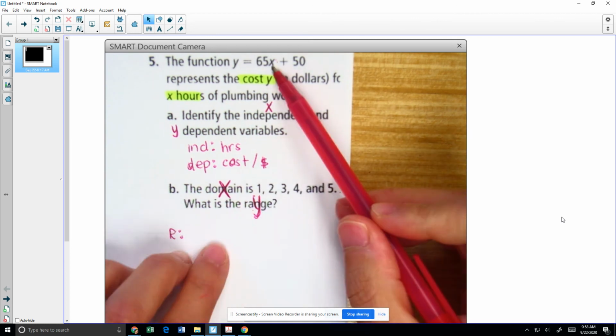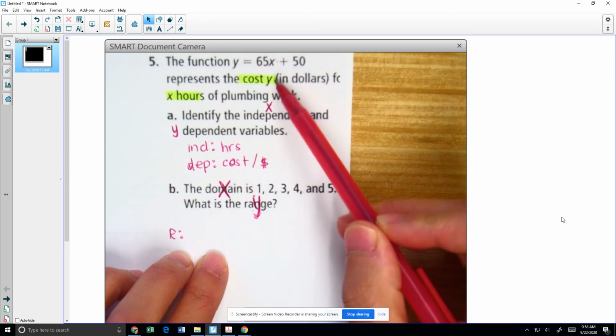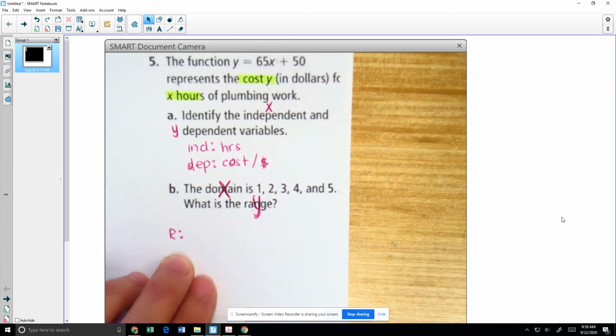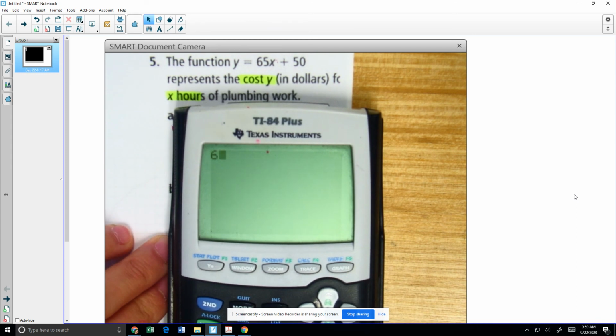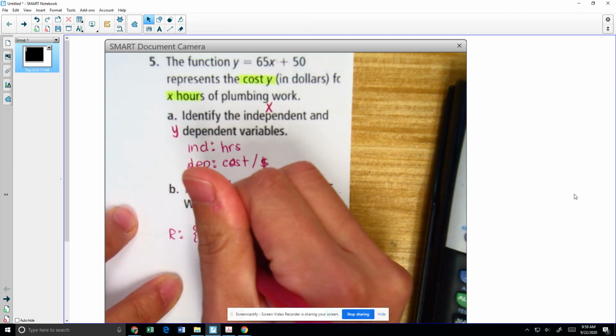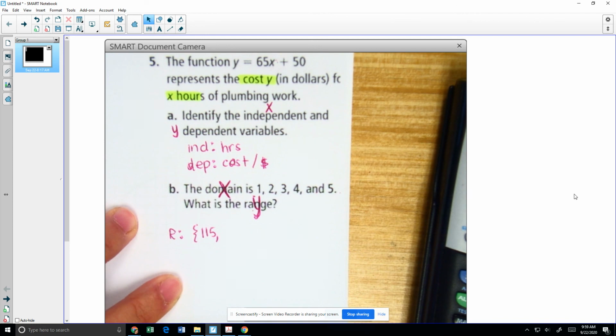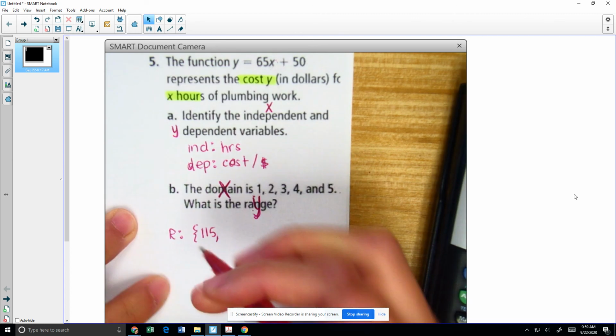Well, if they tell you the X is 1, plug it in, figure out the range. What is the Y? Then plug in 2, then plug in 3. So you could do it this way. Plug in 1, so you have 65 times 1 plus 50. So my first answer is 115, and that's my range. My second one, if I plug in 2, is 65 times 2 plus 50. So it's 180. So that's my second one.